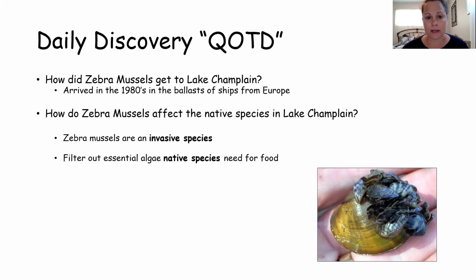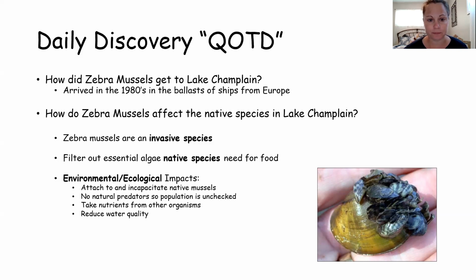What they do is they filter out the essential algae that the native species need for food. So there are species that are supposed to be living in Lake Champlain, eating algae and being a basic part of food chains. And what happens is these invasive species cause unnecessary competition. When we talk about the environmental or ecological impacts of invasive species, we're talking about how they affect the species that already live in that area or habitat.